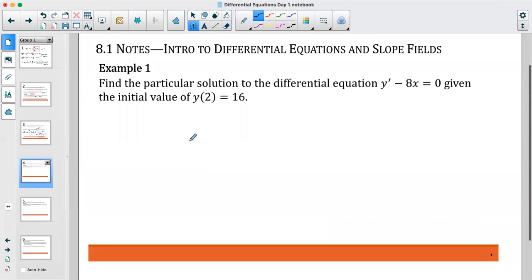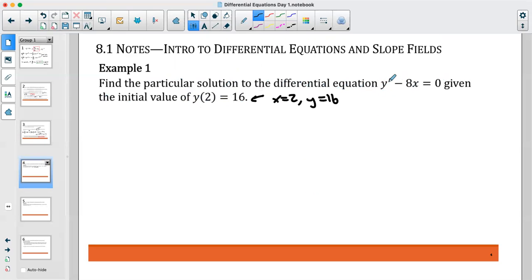We'll do this other one because it's specifically an initial value problem, and then I'll take a little break. So find the particular solution, which means there's not going to be a C, an arbitrary constant, in the end, to this differential equation y prime minus 8x equals 0. And they give you an initial value, which is important. This tells me that when x equals 2, y equals 16.